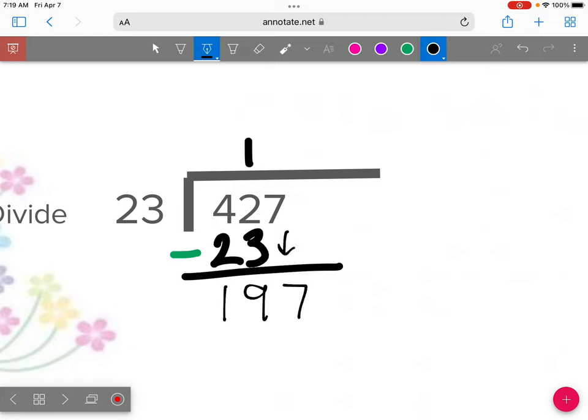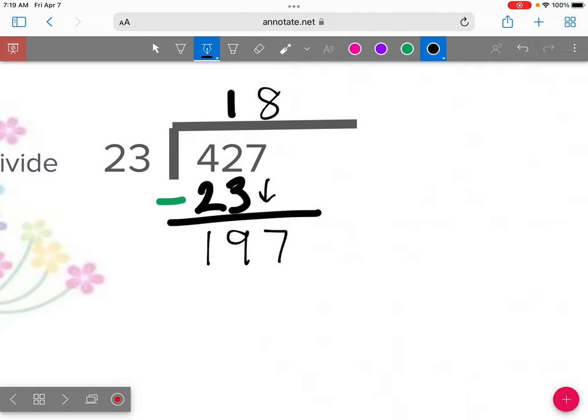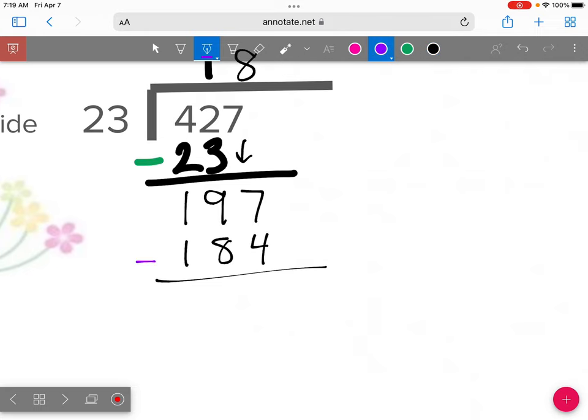And then we drop down our 7, right? How many times does 23 go into 197? That one's a little harder. 8 times? I'm trusting you on that one. I haven't gone through this one yet. All right, so then we have 8 times 23. 184. Is it 184? Yeah. Sweet. And then again, we subtract, right?